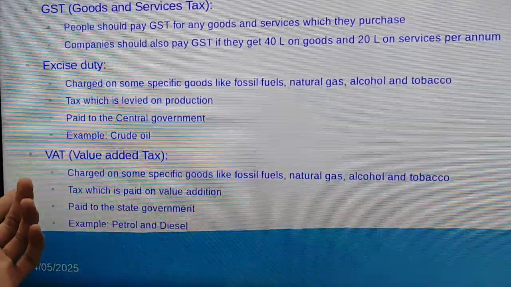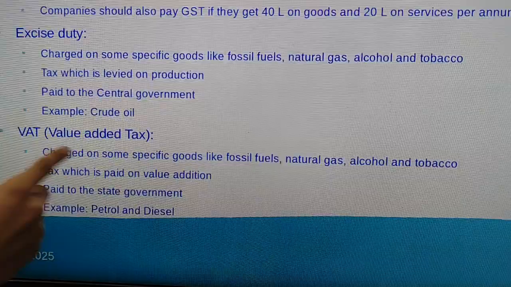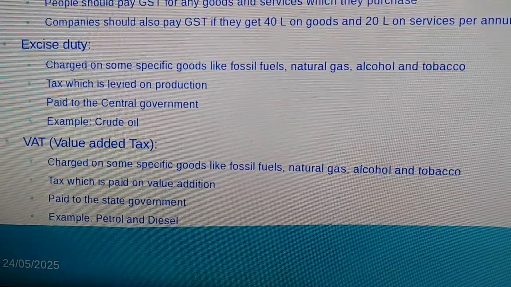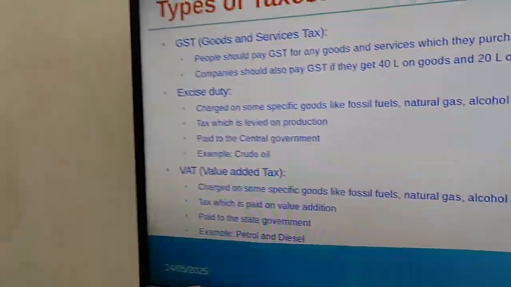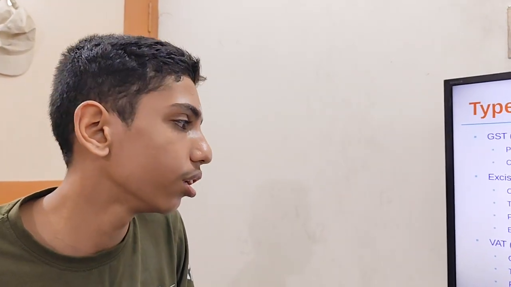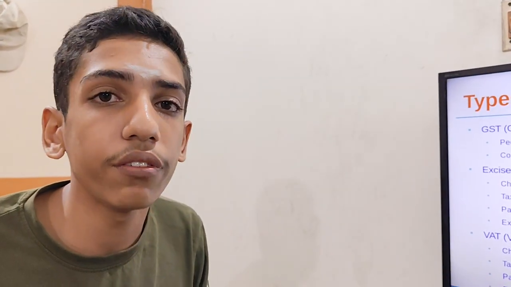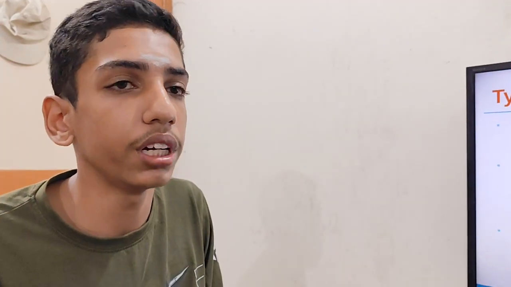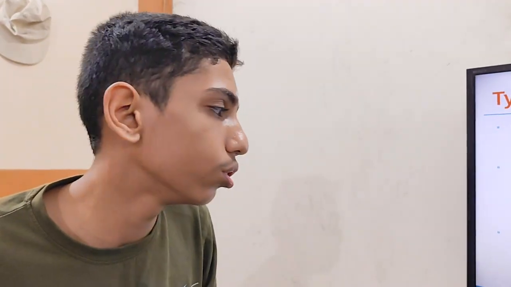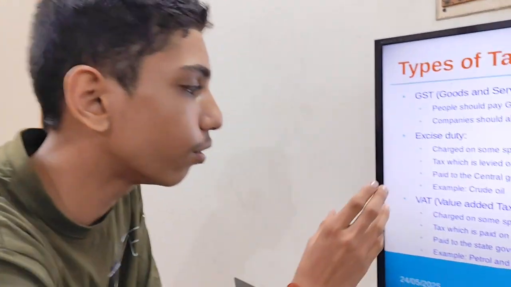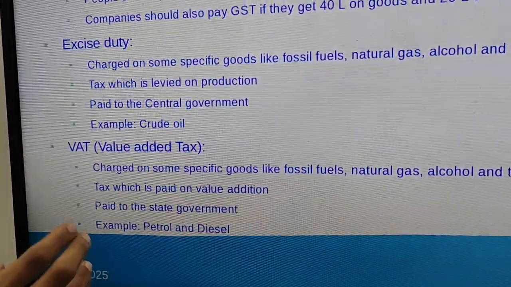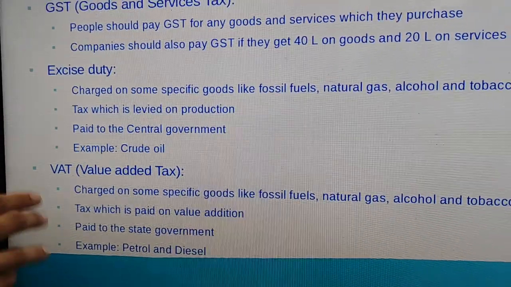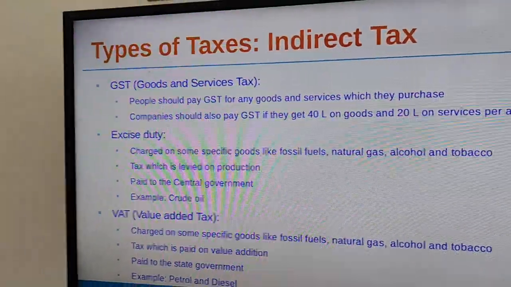Now we are going to see about VAT, the value added tax, which is also charged on the same products like fossil fuels and sin goods, and this is paid on value addition. If you go to a petrol bunk and put petrol or diesel, which is extracted from the source, crude oil, we have to pay VAT to the state government, and the tax is paid on value addition. This is the main difference between these two.